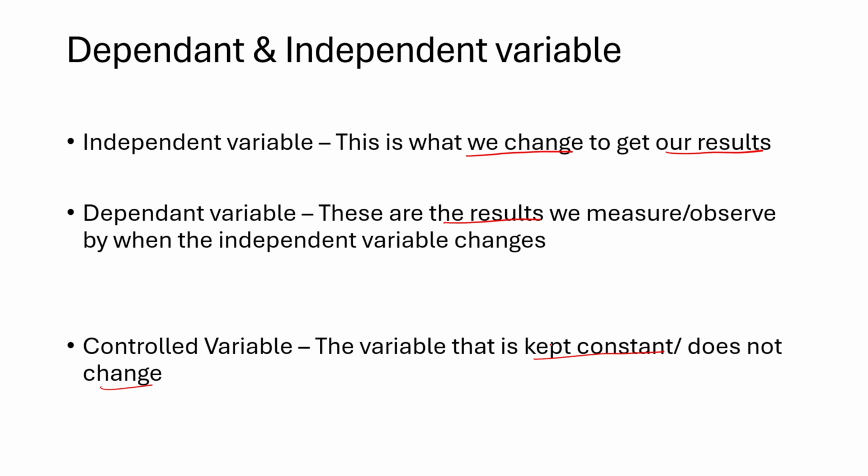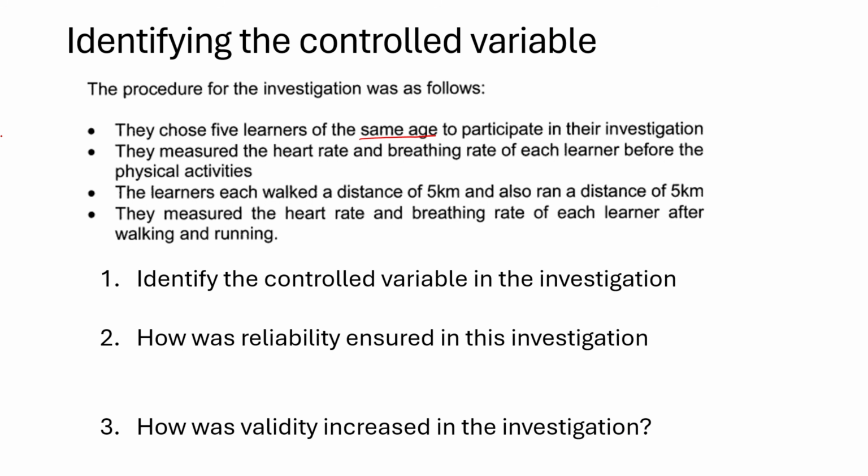Remember, a controlled variable is something that does not change or is kept constant. So here, they chose 5 learners of the same age. So the age here is actually the controlled variable. If they say identify the controlled variable in the investigation, you would say it is age, because they chose 5 learners of the same age. This word same emphasizes that we are using the same quantity, or the variable does not change, the age in this case.